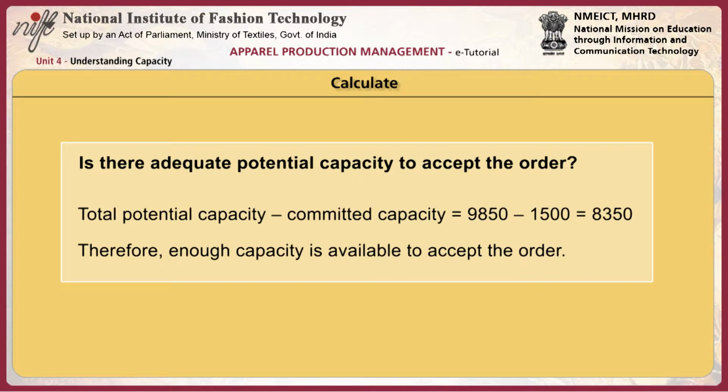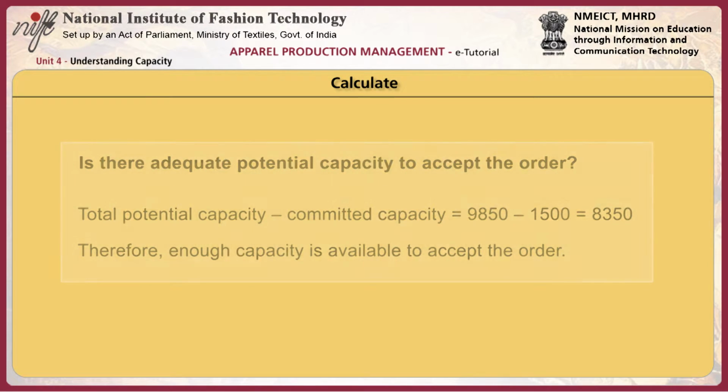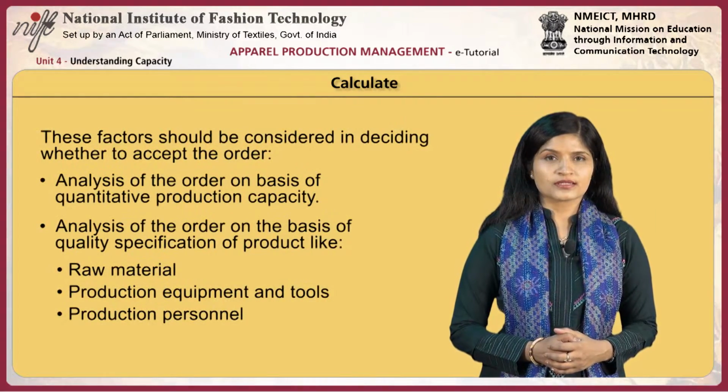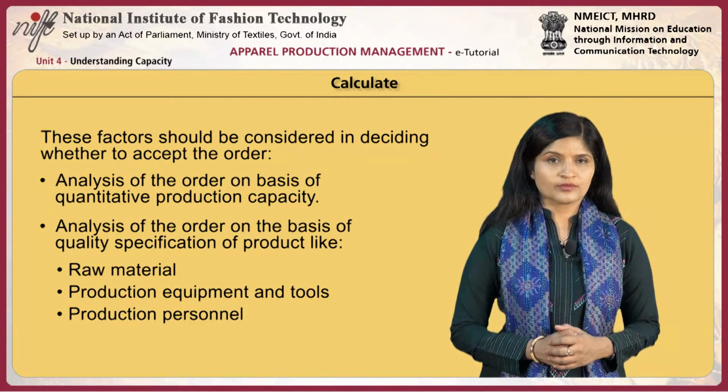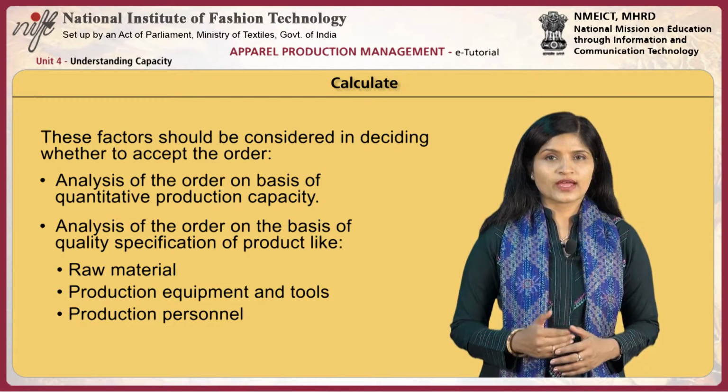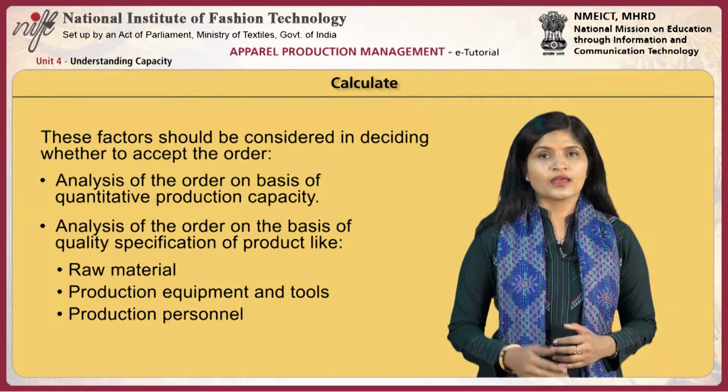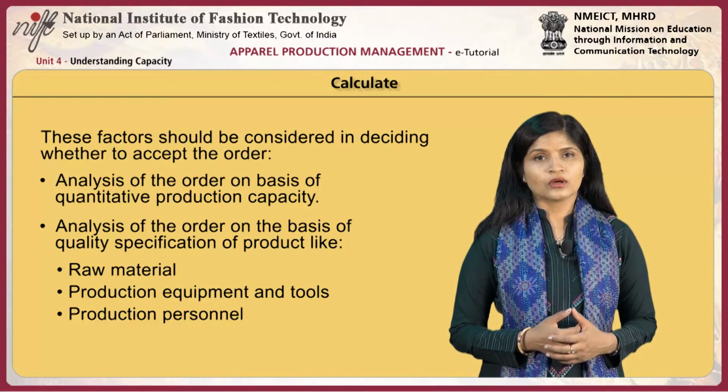Is this adequate potential capacity to accept the order? Yes, because total potential capacity minus committed capacity is 9850 minus 1500, it is 8350. Therefore, enough capacity is available to accept the order. What factors should be considered in deciding whether to accept the order or not? These factors should be considered in deciding whether to accept the order or not.